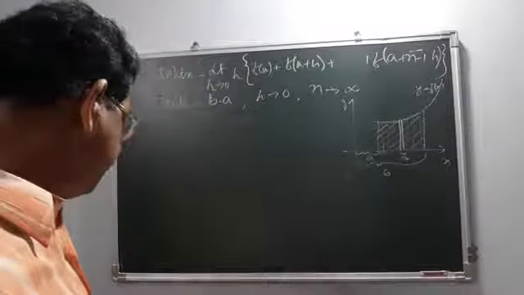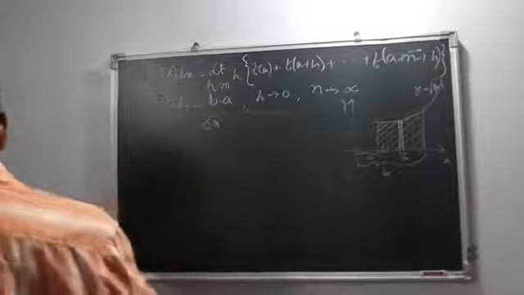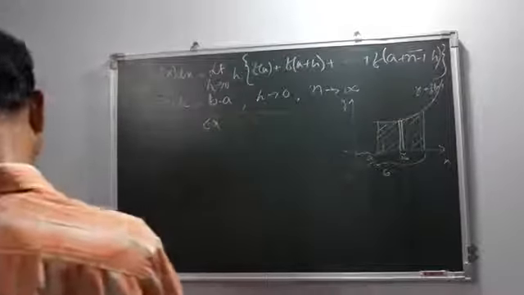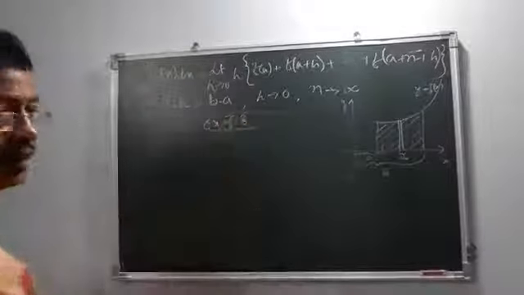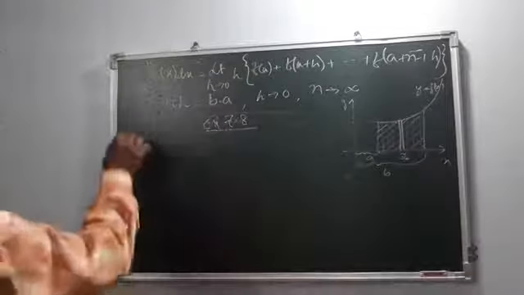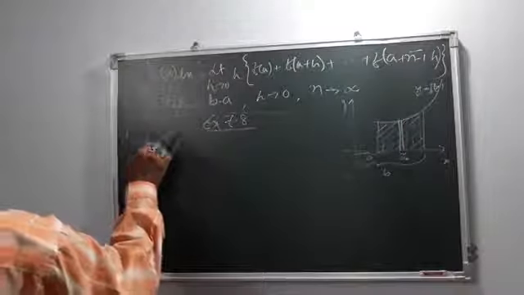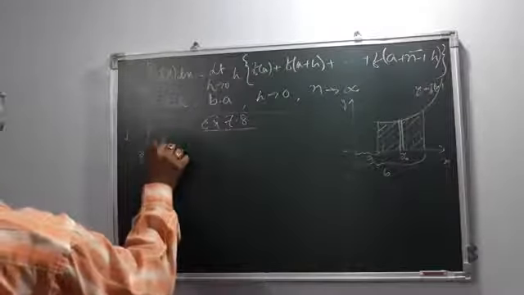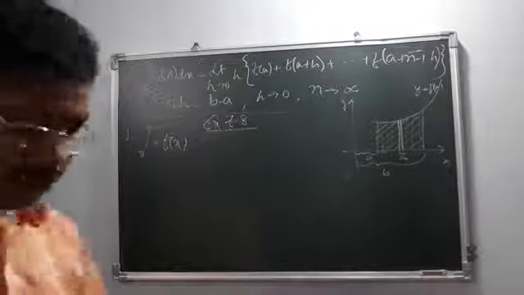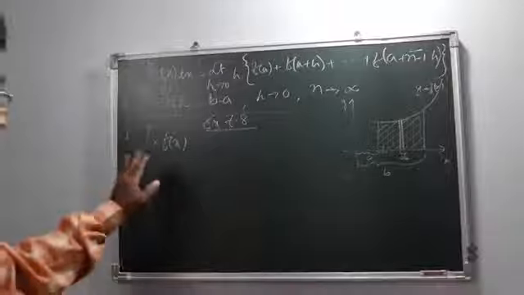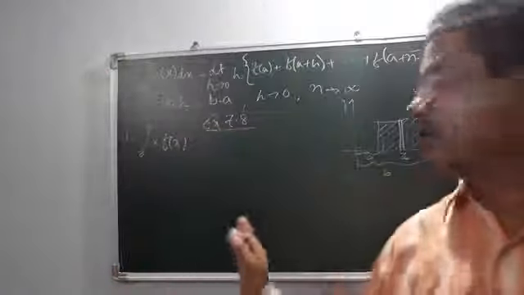Now, if they ask to find the integration by limit of sum, then you have to do it this way. In Exercise 7.8, they have asked not to find the value directly. They have asked that you find the value with this procedure. So if they ask to find this by this procedure, then how to do it?